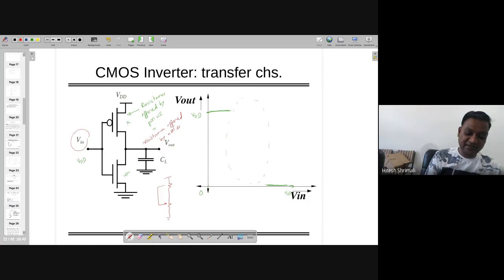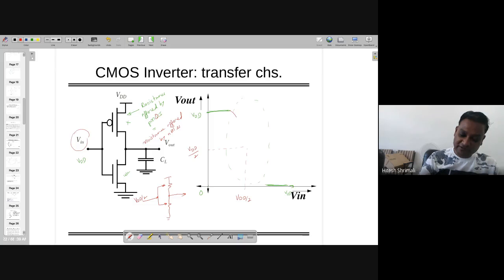Under the condition that I am giving the input as exactly VDD by 2, both the transistors are on. Notably, in this condition, both the transistors are operating in saturation mode, and the output will be exactly half. But this is happening when you have assumed that the resistance offered by PMOS is exactly the same as the resistance offered by NMOS. This is not the condition happening. We as engineers have to create it. We will learn it when we make the CMOS inverter.